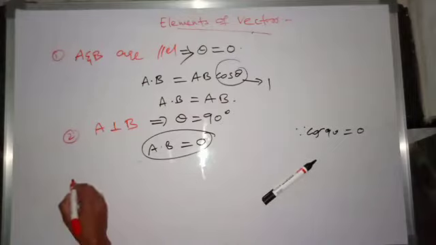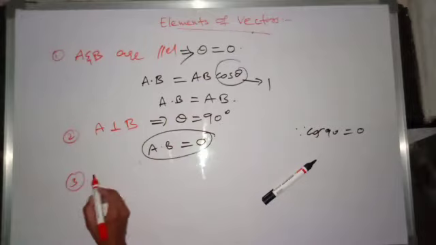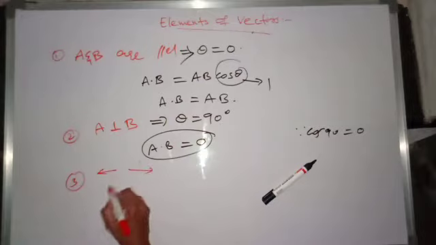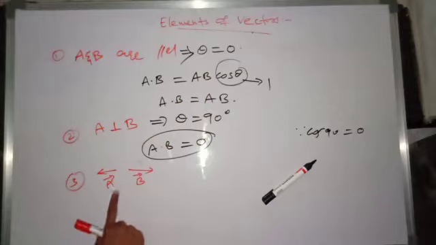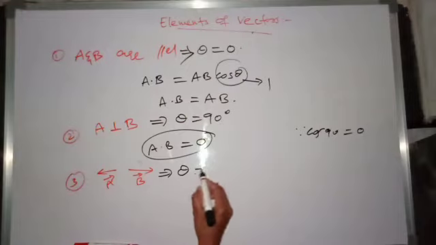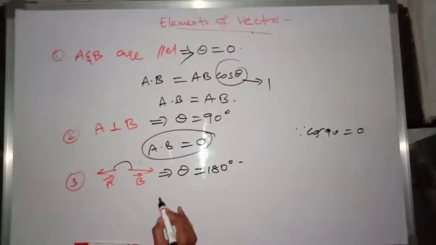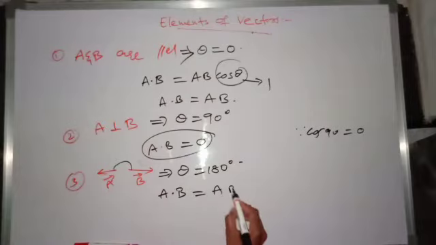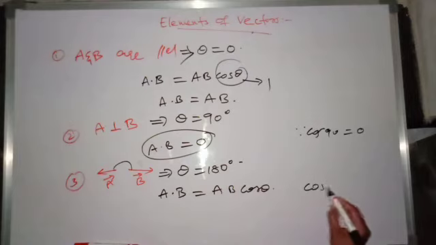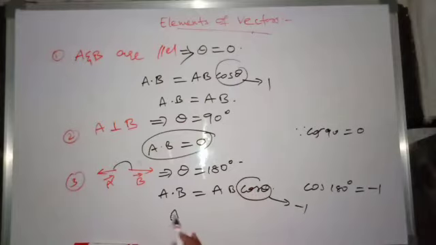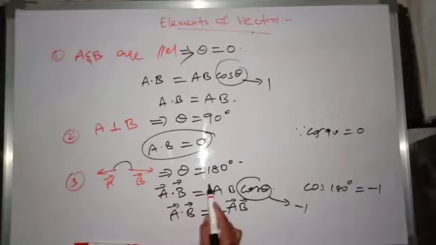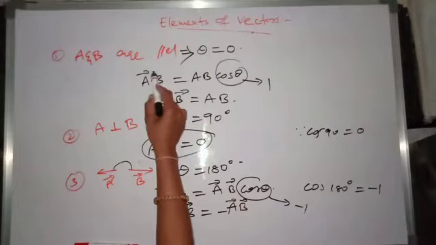Coming to the next one, if vector A bar is opposite to B bar, that is, the directions are opposite to each other, then the angle between these two vectors will be 180 degrees. Then what is A dot B? We know that A dot B equals AB cos theta, and cos 180 degrees is equal to -1. Then A dot B equals -A into B. Here the dot product is between vectors, not scalars.